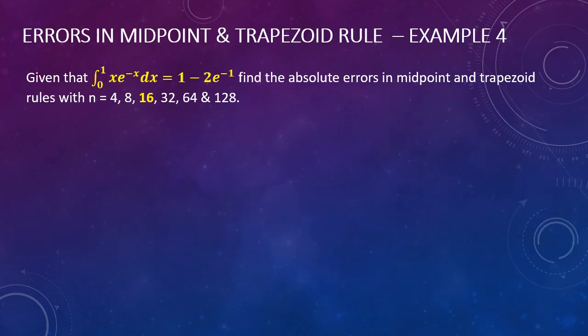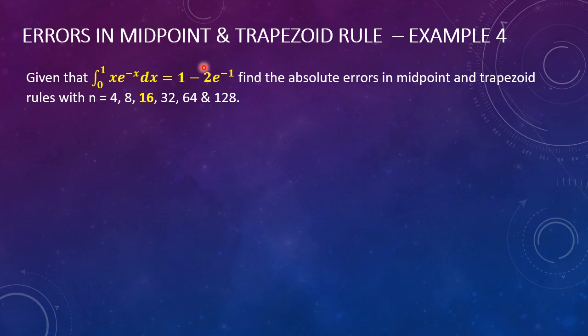Okay? So let's look at example number 4, where we're calculating errors in the midpoint and trapezoid rule. This seems like a lot of work, but if we use our calculator, and this is really good practice, it's not quite as bad. Now let's look at the problem. Given that the integral from 0 to 1 of x e to the negative x dx equals 1 minus 2e to the negative 1. So this is the actual value that it equals. This is a constant value, 1 minus 2e to the negative 1.